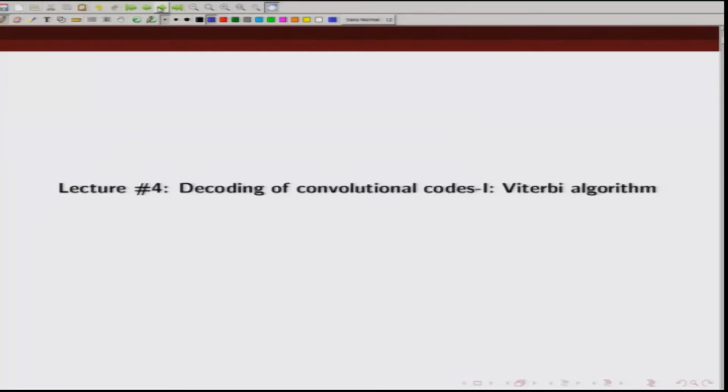The course on error control coding and introduction to convolutional codes. Today we are going to discuss how to decode convolutional code, and in this regard we are going to talk about a maximum likelihood decoding algorithm known as Viterbi algorithm for decoding of convolutional codes.